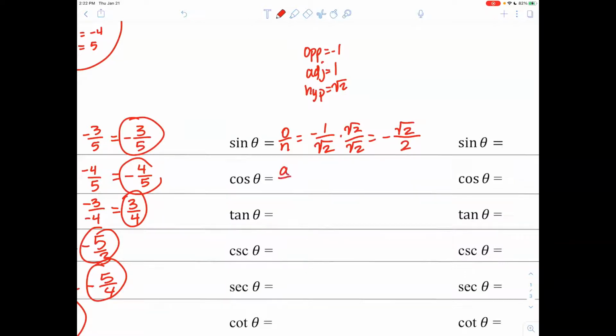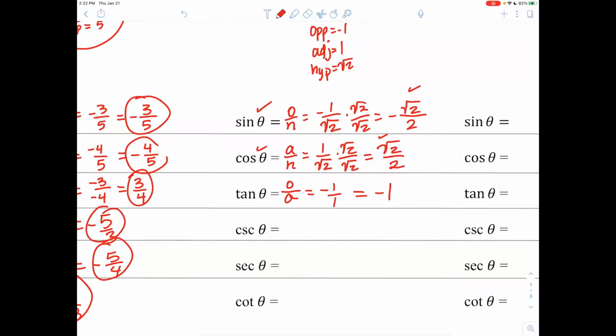Cosine is adjacent over hypotenuse, so that would be 1 over the square root of 2. And I think you can probably get to the answer to that pretty quickly. Positive square root of 2 over 2. So it's interesting how the sine was a negative value and the cosine is a positive value. That happens in quadrant 4. All right, tangent is opposite over adjacent, and so that would be -1 over 1, simplified to -1.